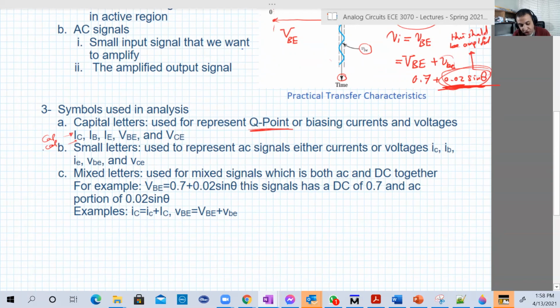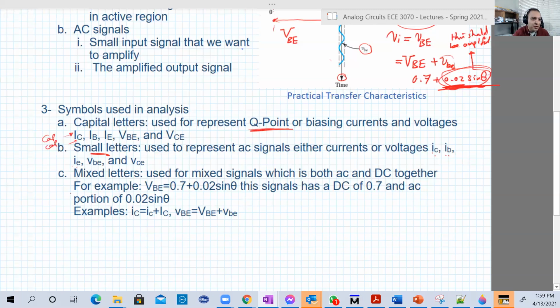How about small letters? Small letters are given to the AC components. In the other type of analysis, when we analyze only the AC part, as we will see in amplifier circuits, we're going to use all small letters, even the subscript: i small b small, i small e small, and for the voltages, v small b small, v small c small. Everything will be small letters. So small letters represent pure AC signals, and capital letters represent pure DC signals.